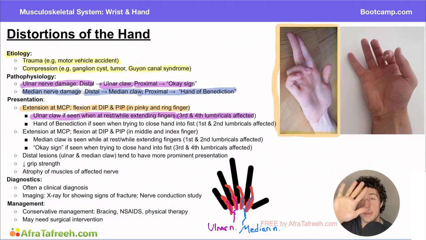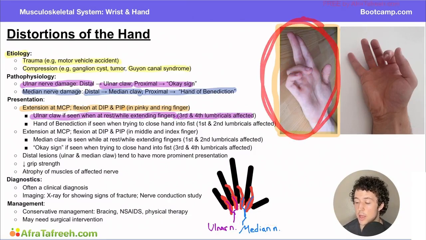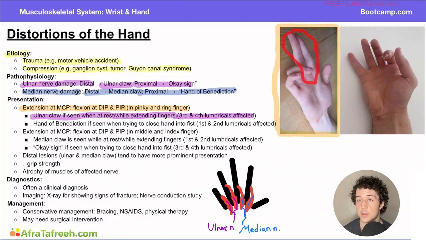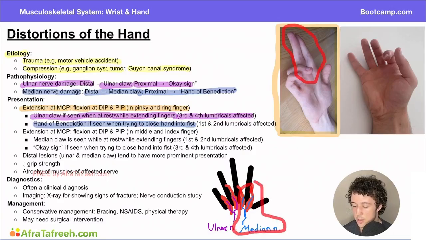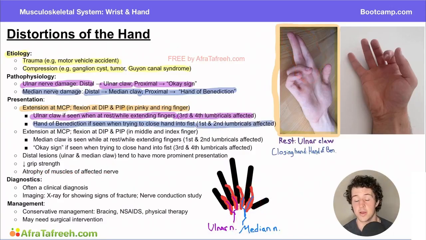However, if you open up a patient's hand and you ask them to close their hand and make a fist, and then this is the distortion of their hand, now we see that it's these two fingers that are impaired and unable to make a fist. So instead, this would be hand of benediction if seen when trying to close the hand into a fist. Because now, if they're trying to close a fist, it's the first two lumbricals innervated by the median nerve that are impacted. Okay, now let's talk about the other presentation.